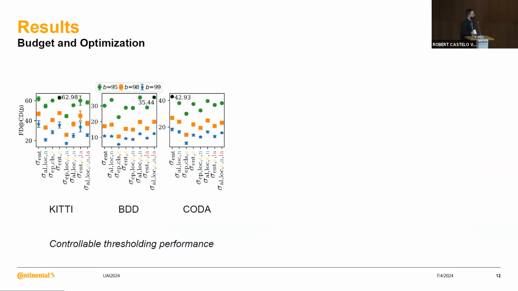Then we check mainly the budget. So how does the budget, if we vary the budget, affect the relationship between the uncertainties to each other? And we see that regardless of the budget, the performance of the one uncertainty relative to the other remains very similar.